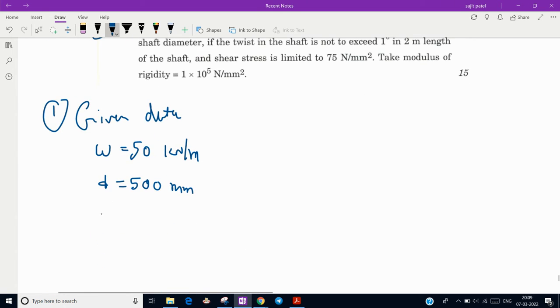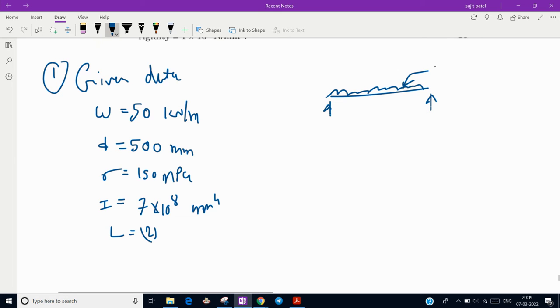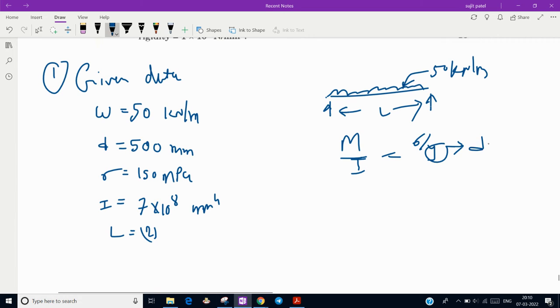So the maximum stress is given as sigma, 150 megapascal, and the moment of inertia is 7 into 10 to the power 8 mm power 4. And what we have to find is the length. So this is a simply supported beam. I'm drawing the free body diagram with UDL of 50 kilonewton per meter, and we have to find the length. We know the flexural formula, M by I is equal to sigma by Y. Y is what in this case? As it is given maximum stress, Y will be D by 2, because maximum bending stress is on the extreme-most fibers.